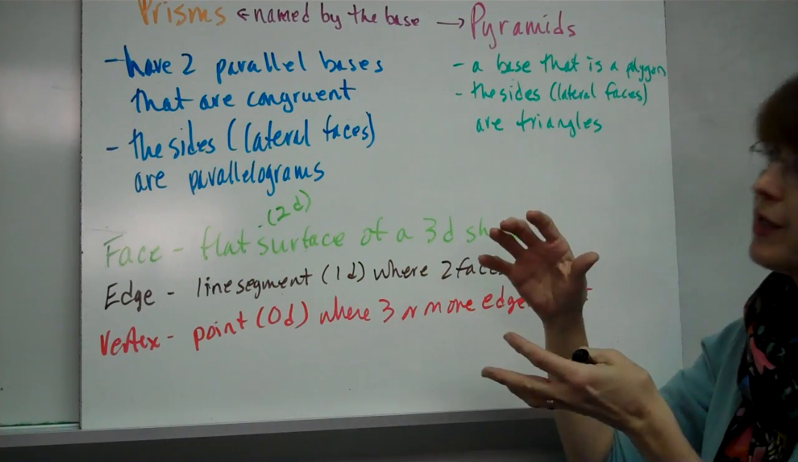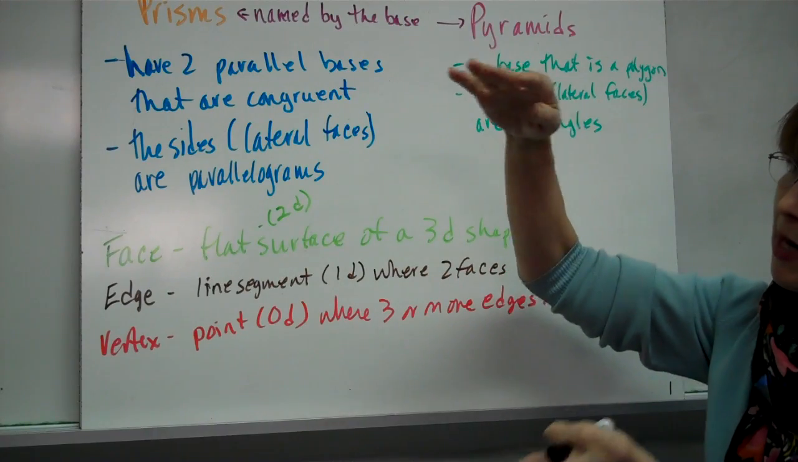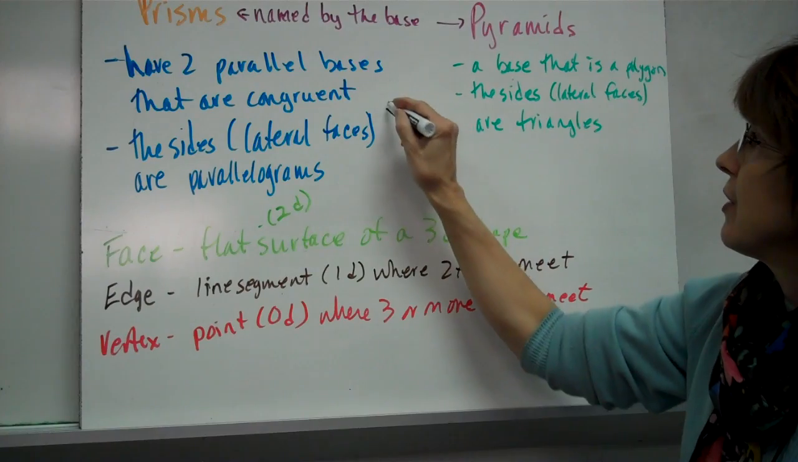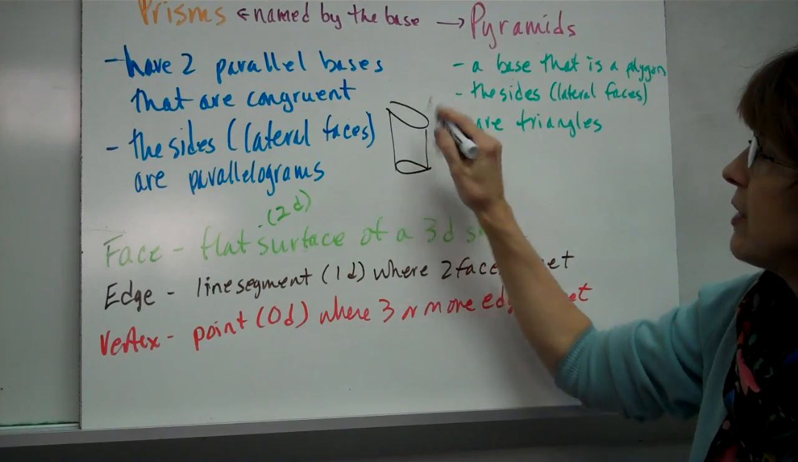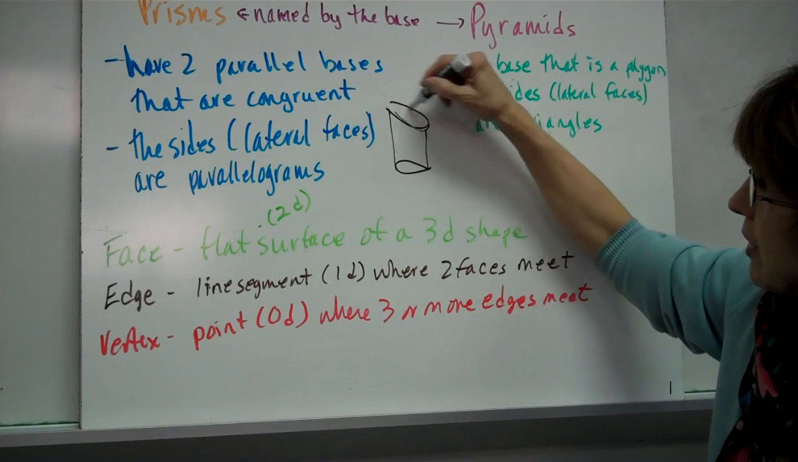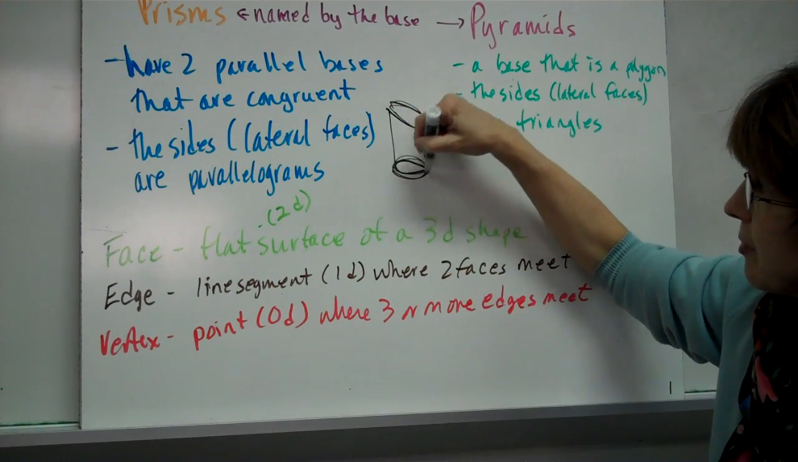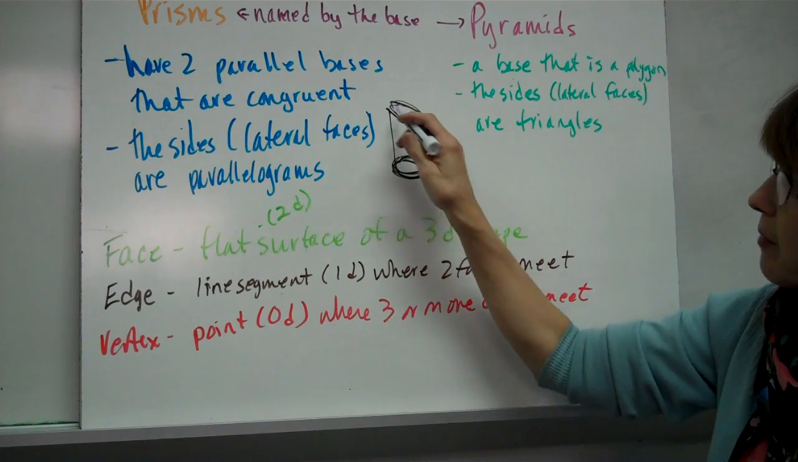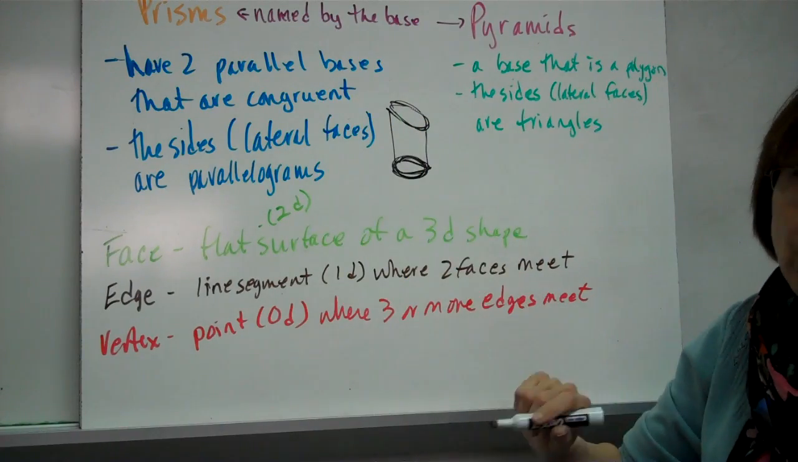So when you have the prism, you can see the top and the bottom are parallel. For example, if you had something that looked like this, this would not be a prism, because this right here is a little bit slanted and this one's going straight up and down. The shapes may be congruent when you meet them together, but they're not parallel. So they have to be parallel and congruent.